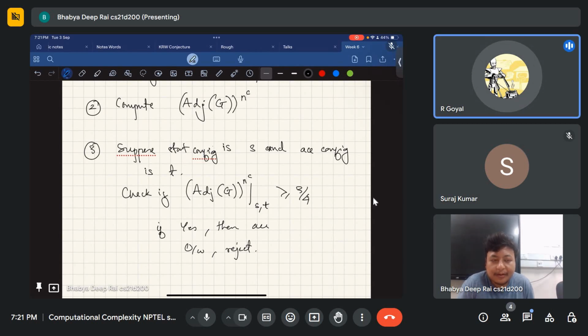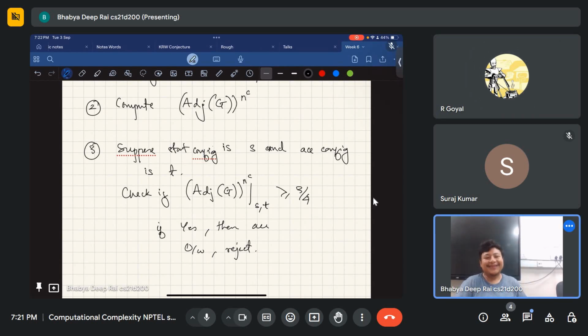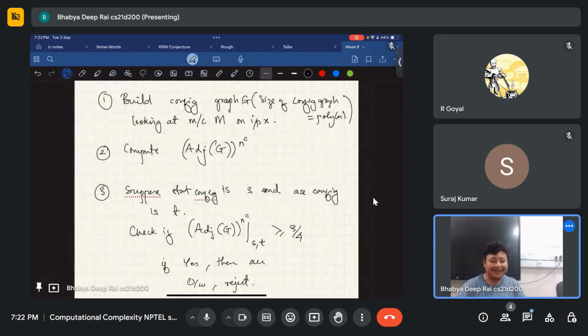Yes, but I was thinking that this entire argument is true, but why is it true for BPL only and not for BPP or anything else? Nice, okay, good question. Suraj, can you attempt to answer that? Why does this work only for BPL, not for BPP?